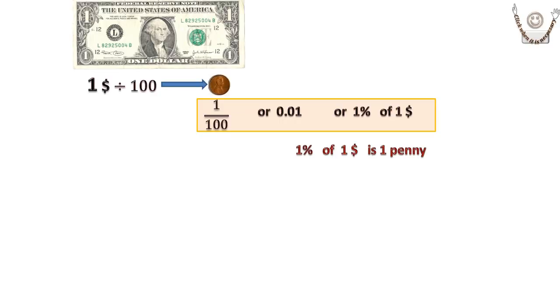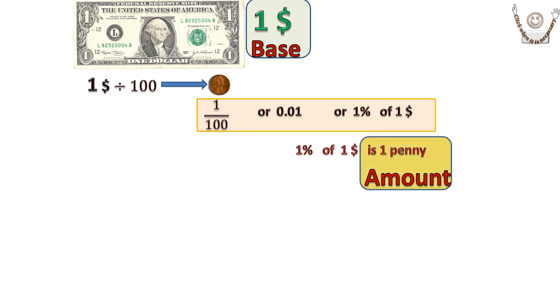Now let's talk about vocabulary. If we have $1 and $1 divided into 100, then we will have 1 penny, which means 1/100, or 1% of $1. Now, $1 we would call a base, what we had in the beginning, and 1% of $1, which is 1 penny. So 1 penny would be the amount.